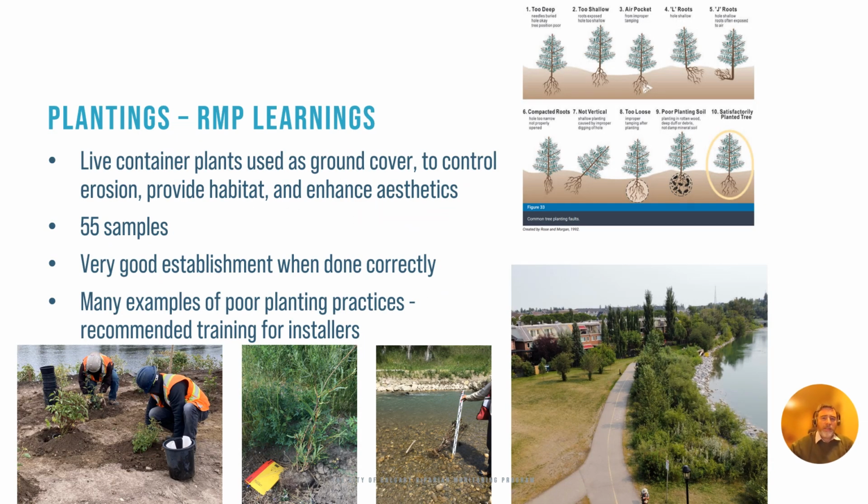Container plantings using stock sizes like number 1, number 2, and number 5 gallon containers and plugs help control erosion, provide habitat, and improve aesthetics. We assessed 55 transects and found good establishment and survival when done correctly. However, container plantings can be more complex than they seem. The most common issue we observed was planting too shallow. To improve success, it's recommended to train installers to ensure consistent, proper planting techniques.